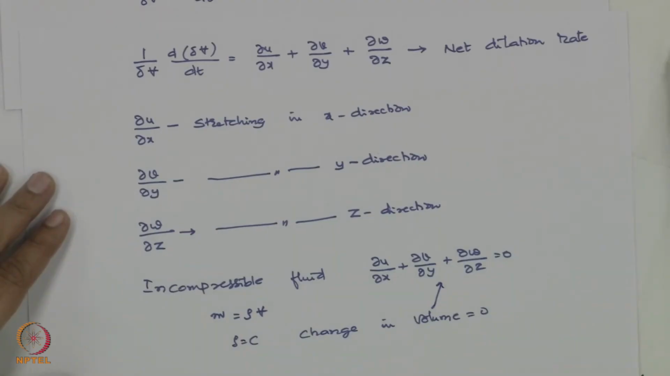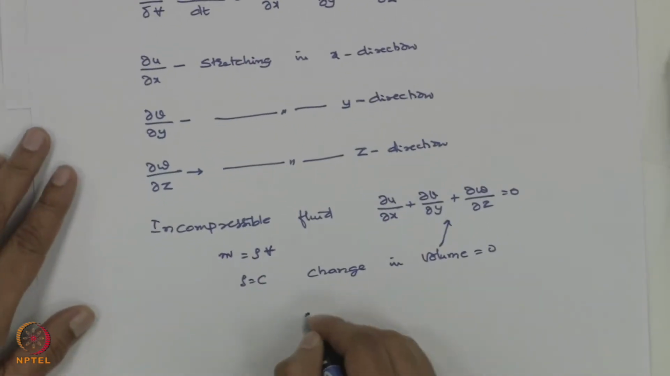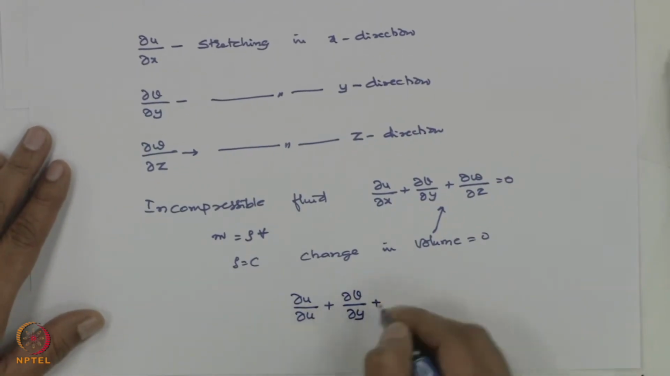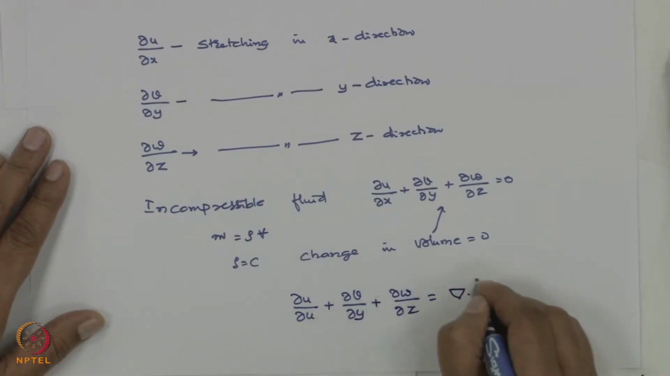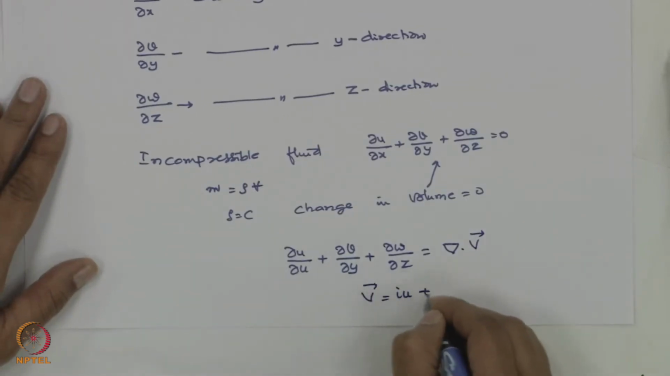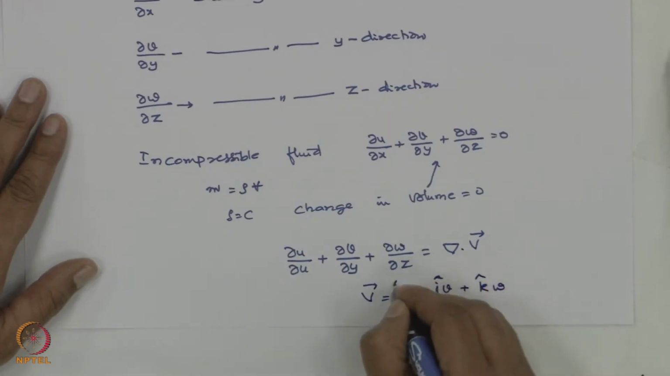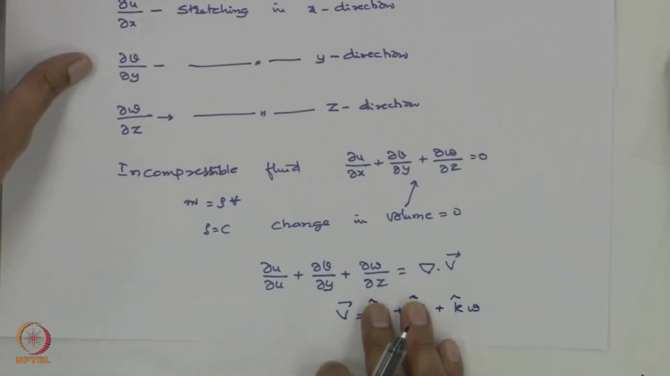So, we are going to come across this term in the conservation of mass. So we will write this as del u by del x plus del v by del y plus del w by del z, equal to, vectorially, del dot V, where V is equal to iu plus jv plus kw, where i, j, k are unit vectors. Okay, so that is so much about this, back to slides.